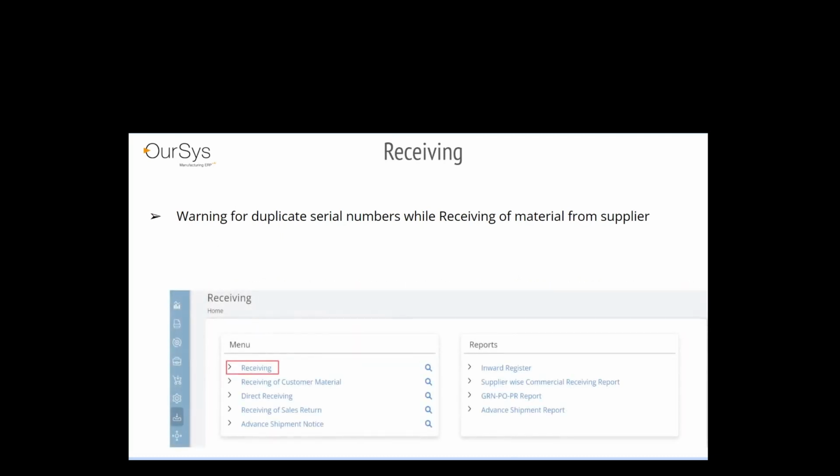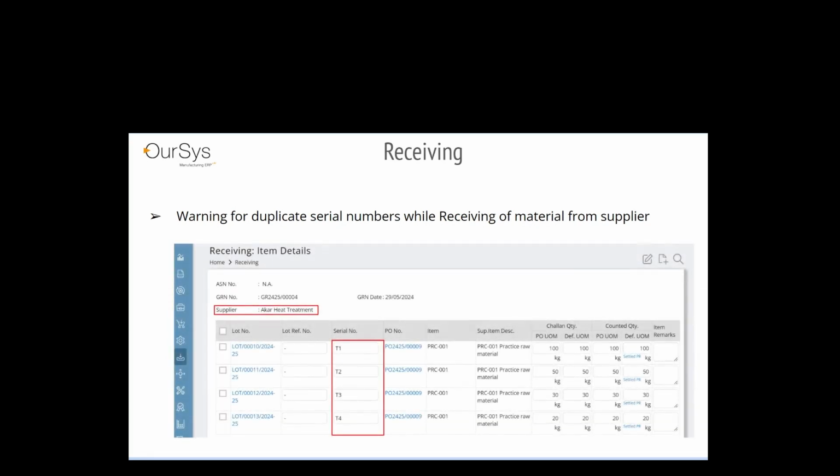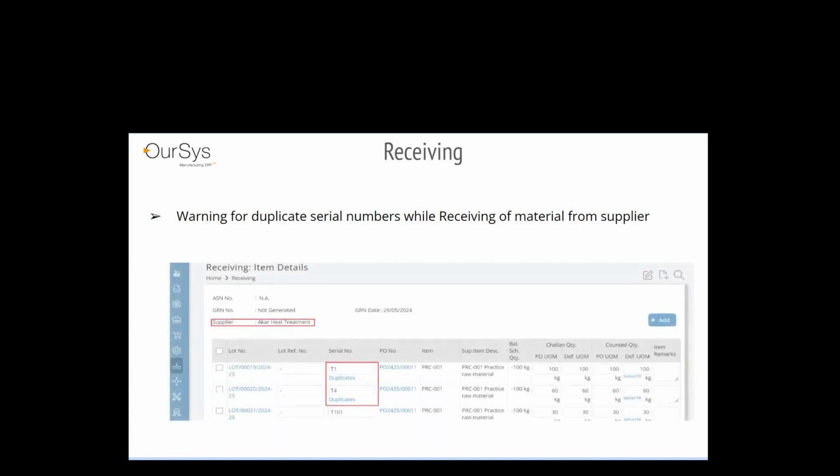Here you can see under the receiving module we have given this feature. I made a GRN earlier for ACAR heat treatment where I received the particular item and filled in its serial number. Now, when I am once again receiving the same material from the same vendor and I put in the serial number of the previous GRN, the system shows me that this serial number is a duplicate.